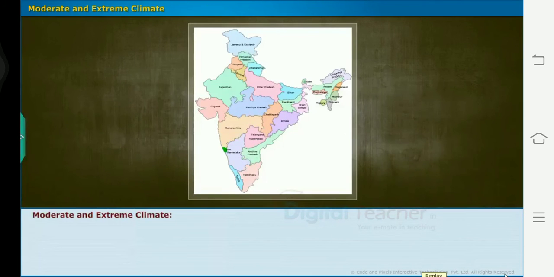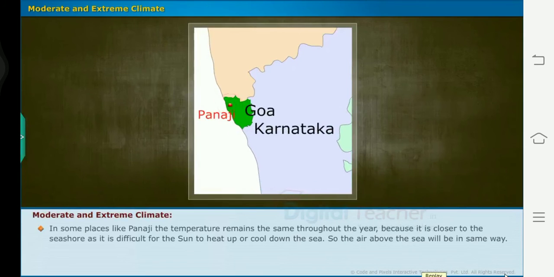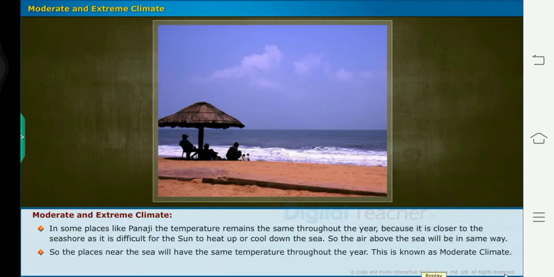Now, let us learn about the moderate and extreme climates. In some places, like Panaji, the temperature remains the same throughout the year because it is closer to the seashore, as it is difficult for the sun to heat up or cool down the sea. So, the air above the sea will be the same way. So, the places near the sea will have the same temperature throughout the year. This is known as moderate climate.